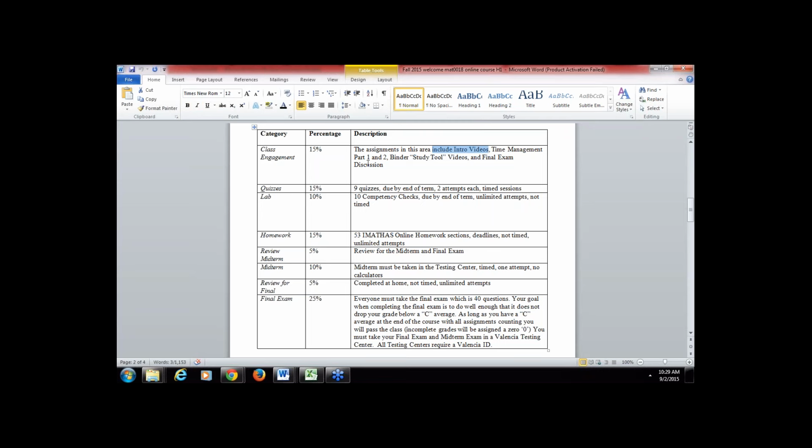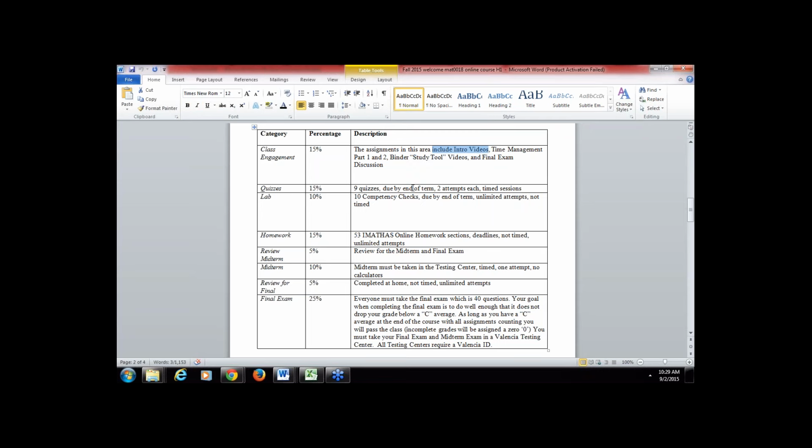You'll have 2 time management projects. It's one project, but I broke it up into 2 parts. Your binder, aka portfolio, aka study tool, and your final exam discussion. So there's not many things, but they're non-math assignments that involve a little more communication, typing, those kinds of things.